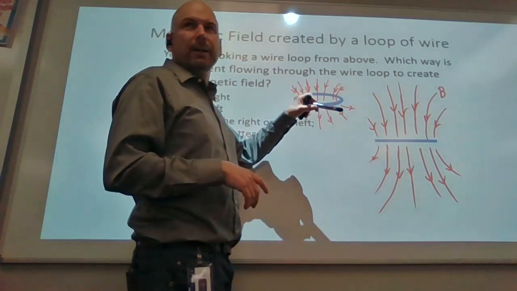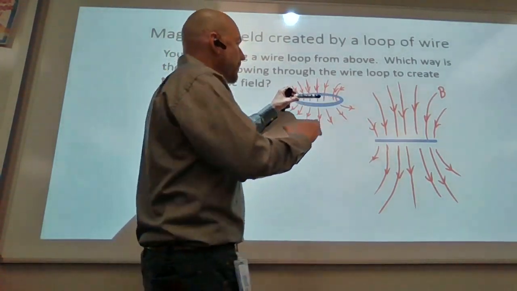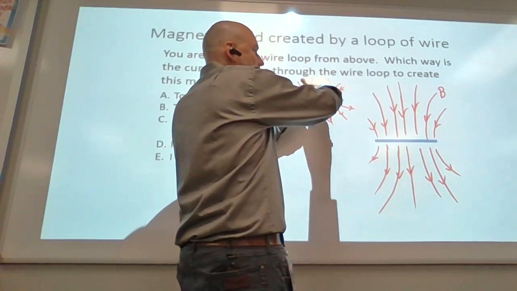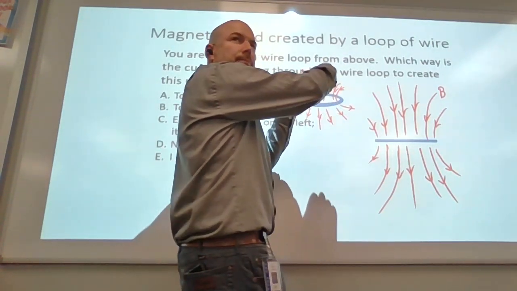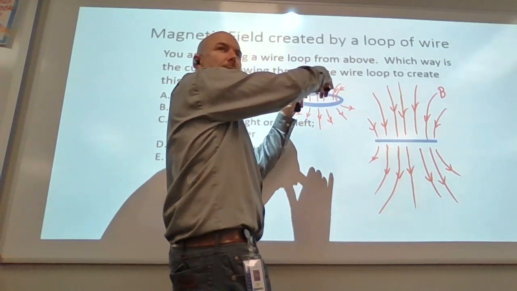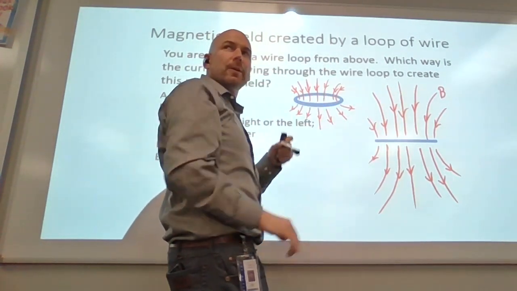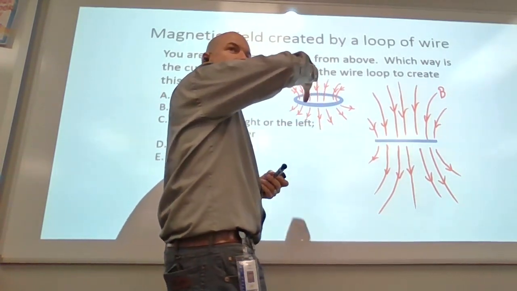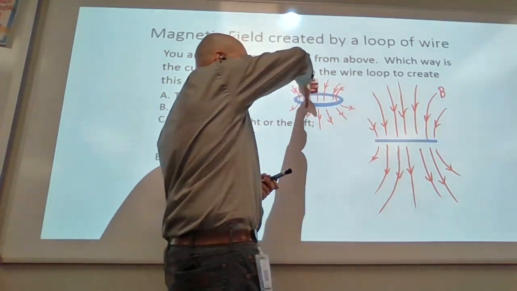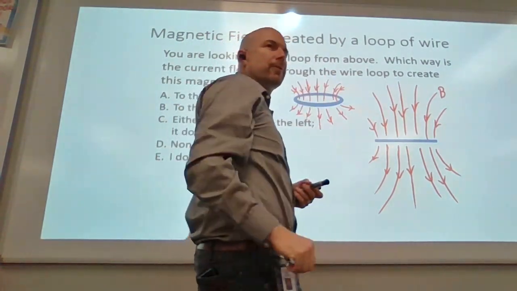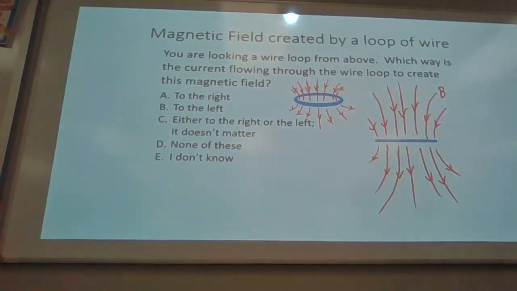You can either do it one of two ways. The traditional right hand rule: looking at the part that's closest to you, grabbing it with the field going down behind it, because that's the part that's closest to you, your thumb is going to the left. Or you can do the alternative right hand rule: stick your fingers in the direction of the magnetic field, and the current goes in the direction of your fingers around the loop.